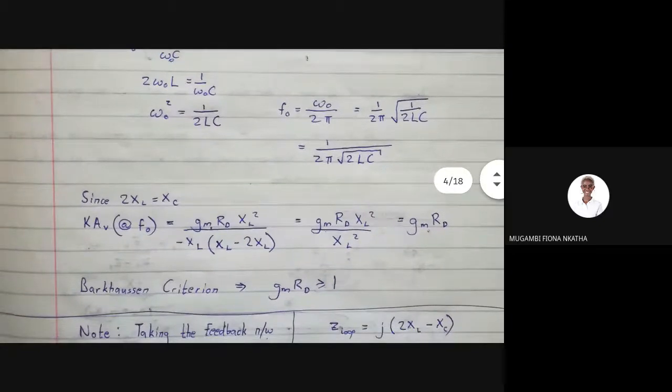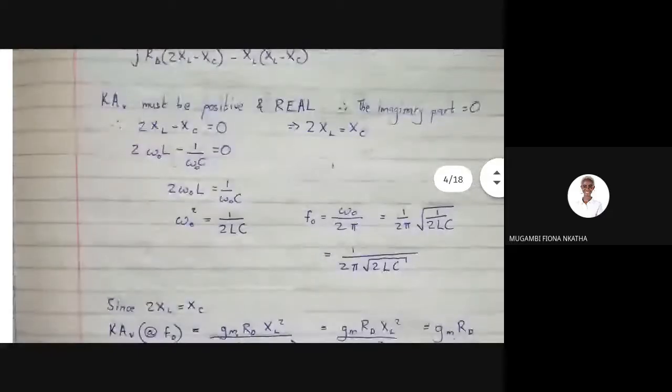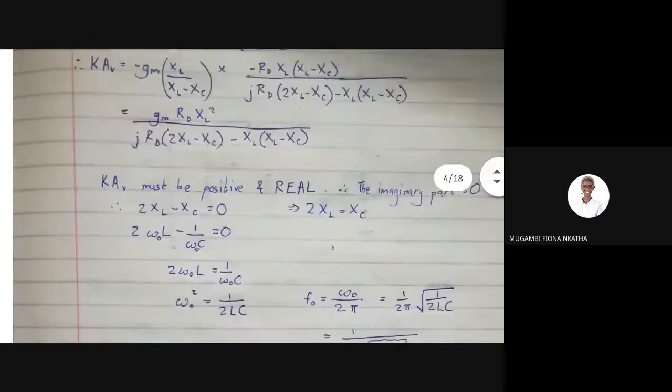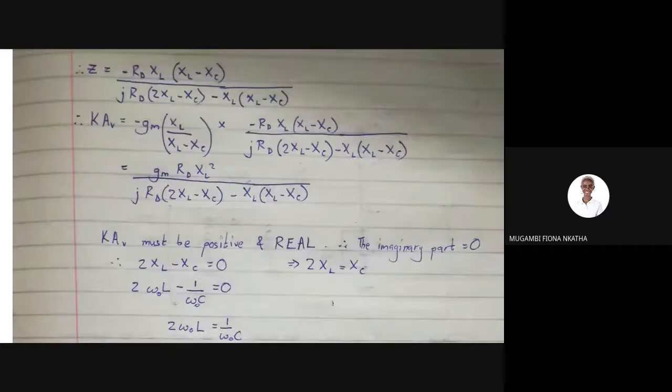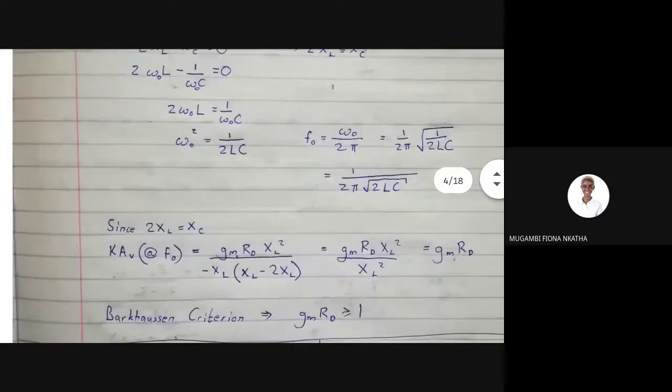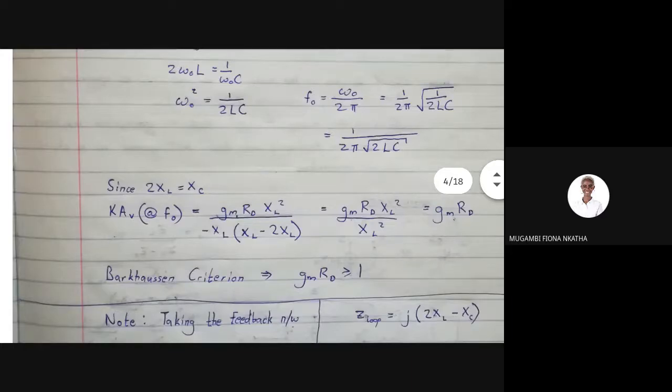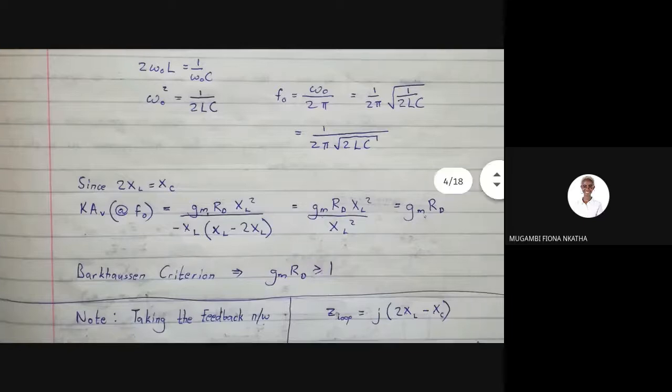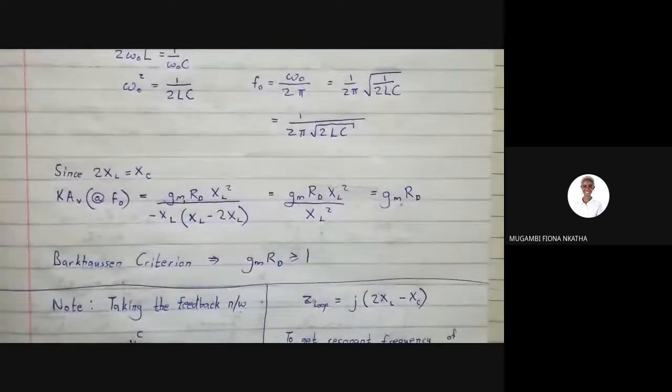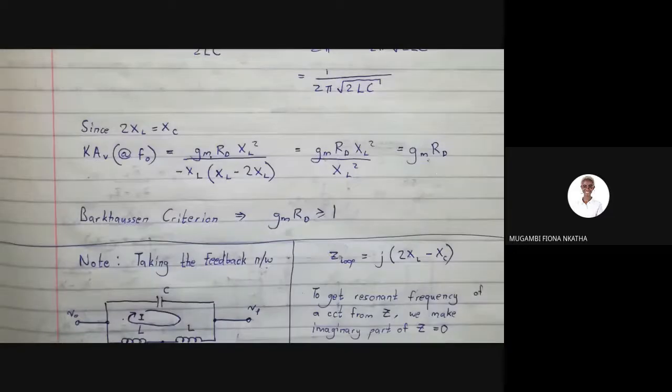And then at the end, after you've gotten that 2XL is supposed to be equal to XC, you can replace it into this equation, that's the KAV equation. So that will be you getting KAV at the resonant frequency. You calculate that, and it ends up with KAV at resonant frequency equal to GM RD. So using the Barkhausen criterion, for your oscillator you need GM RD to be greater than or equal to 1.